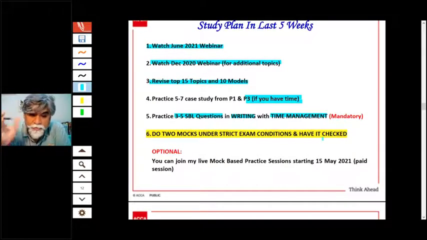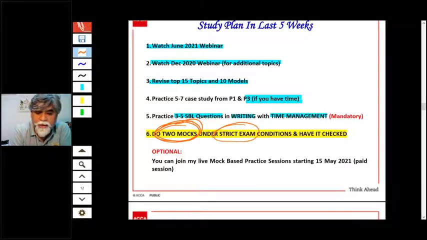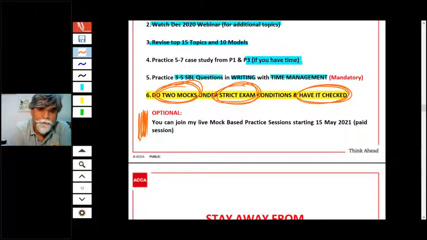After you have practiced 3 to 5 questions on SBL, then you need to do 2 mocks. 2 mocks under strict exam conditions, and you have to have it checked. Very important. I have seen especially those resit students who have failed in the 40s or late 40s, between 44 to 49. These are classic cases where you need to do proper mocks and have it checked by the doctor. The doctor will check your mock and will diagnose what is your problem, and he will give you some pills and some vaccines and injections so that you get well for the exam. Very important.